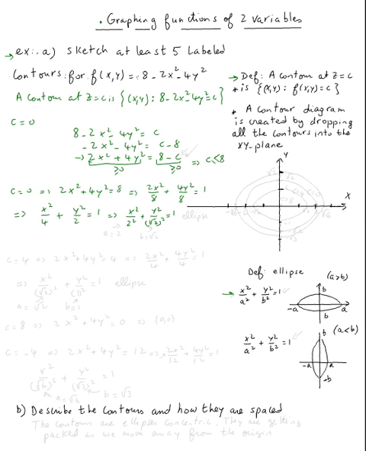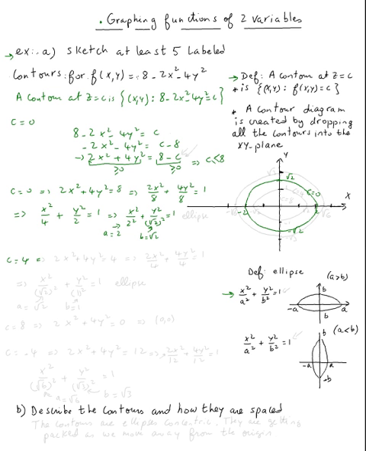Now looking at the ellipse right here, my a happens to be 2 and my b happens to be square root of 2. So I'm going to go here. This is 2, negative 2. Square root of 2 is 1.41. So square root of 2, negative square root of 2. And then I can draw my first ellipse. So c equals 0.